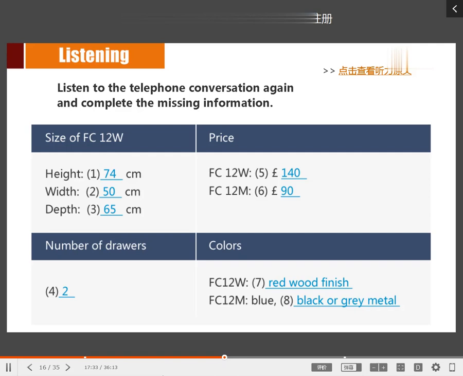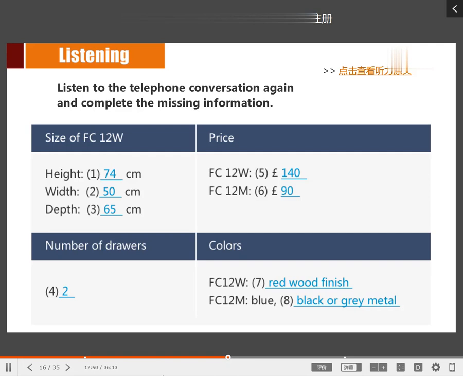Let me ask you this: Did the sales assistant make a good first impression? Well, I guess it's a yes, right? She was polite, and she sounded very professional, and she was really patient.